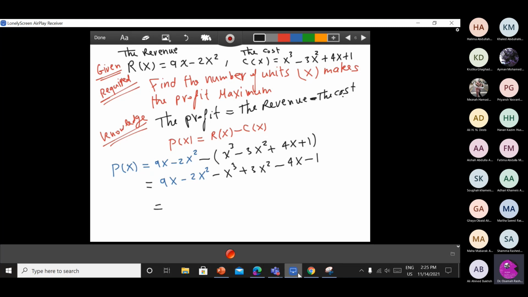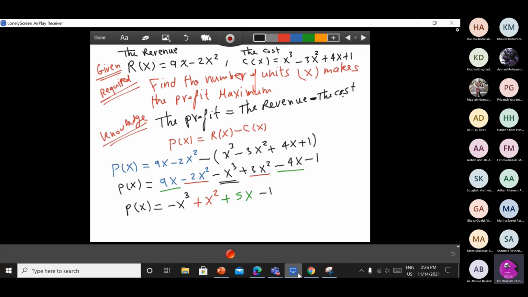Now what is the highest power? Minus x cubed. I don't have any more minus x cubed, so I write this. Next, what's x squared? I have minus 2x squared plus 3x squared, so I end up with only 1x squared. And then I have minus 4x and I have plus 9x. So 9x minus 4x, it will be 5x. And I have only minus 1. This is my profit.